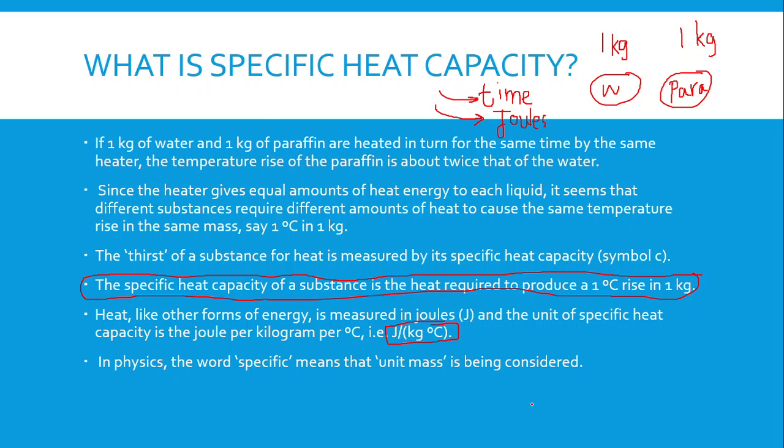So this 1 kg, or this kilogram over here, is basically brought in by the word specific. It basically means that we're not talking about a whole system or a whole material, or taking into account the mass that the object has. We're just talking about a property. So when we talk about the word specific in physics, it means unit mass of an object or unit mass of a material.